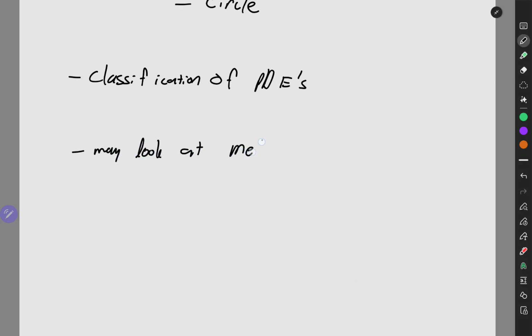We're going to do that, and then we may look at the method of characteristics, which is just another way of solving PDEs.